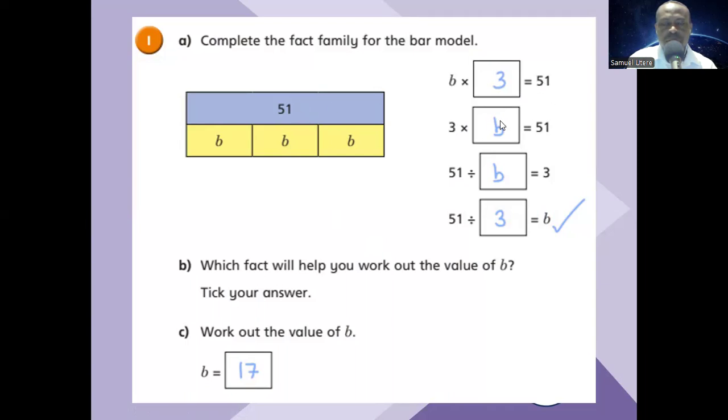And you can write it the other way around. And then you see here 51 divided by B is equal to 3, or 51 divided by 3 is equal to B. And then you're being asked which one would help you get B. It's obviously this one. You can see this divided by that is equal to B, and the answer is 17.